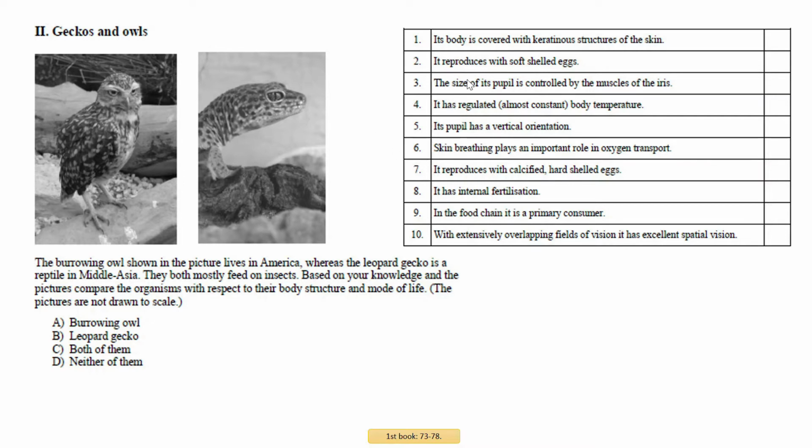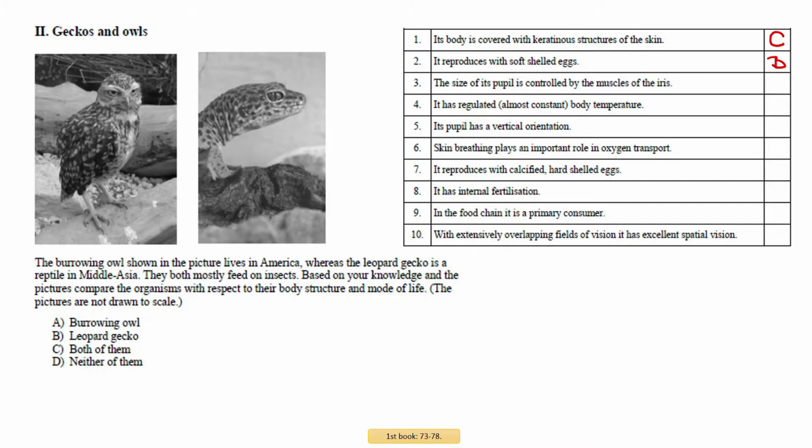Okay, so its body is covered with keratinous structures of the skin. We know that actually the integument is keratinized in case of reptiles and birds as well, so C is going to be the good answer. It reproduces with soft-shelled eggs. That is true for the leopard gecko, but not for the bird. Just like in case of birds and some mammals, it is an amniotic egg, but it is soft-shelled.